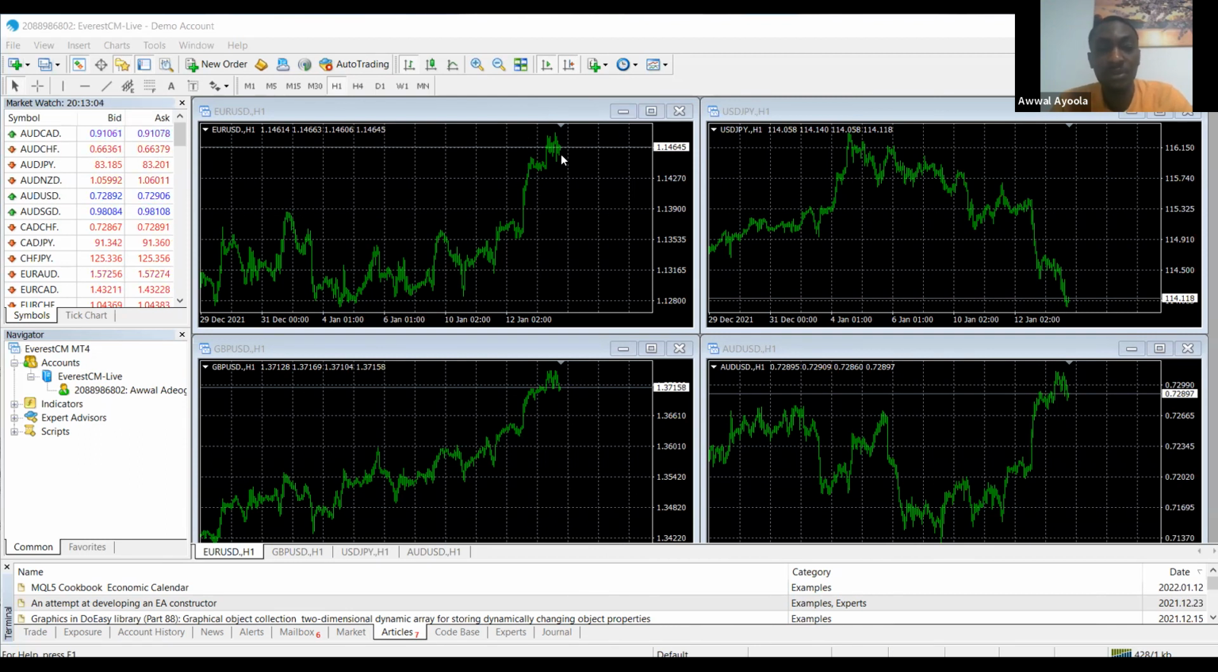And as we all know, the full meaning of Forex is foreign exchange. Basically what we do there is to buy and sell currencies. Now the foreign exchange market has actually grown to the extent that there are a lot of things you can trade in the market.